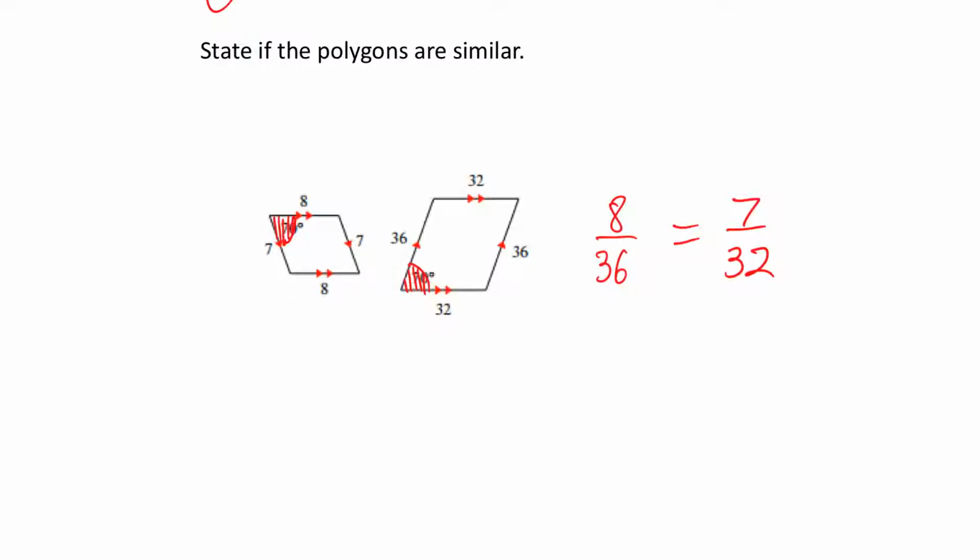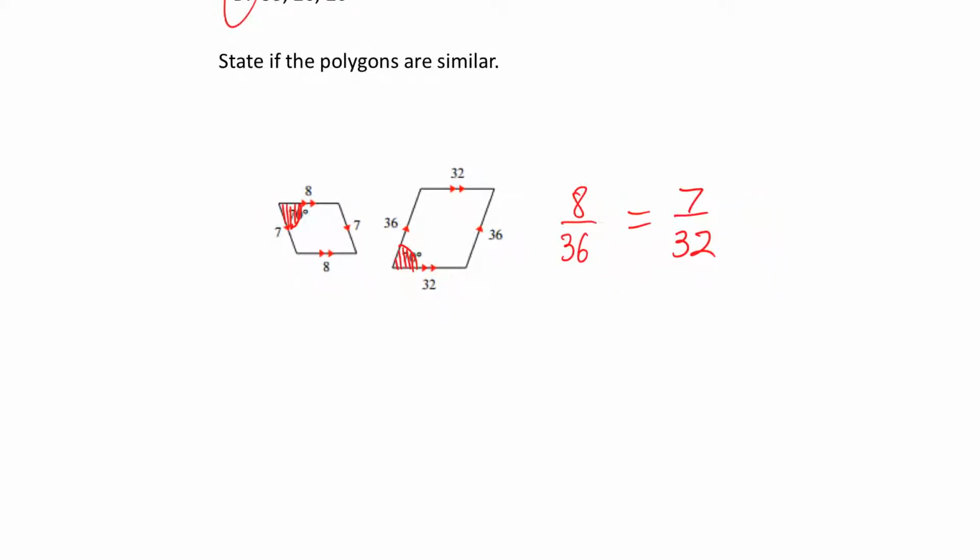Okay, so type in 8 over 36 in your calculator and get that as a decimal real quick. Point what? 2 repeating. Okay, what is 7 over 32 as a decimal? .21875. Okay, are these two equal to each other? No, they're close, but for this, close doesn't matter. It's got to be exact. So those are not equal. That tells me that these two are not similar to each other. These are not similar.